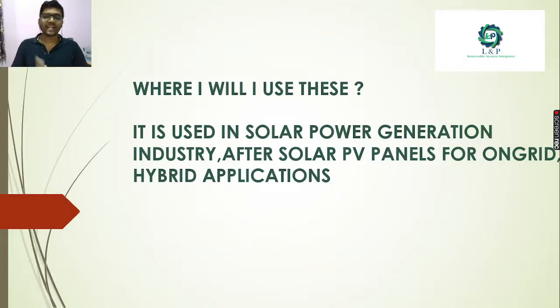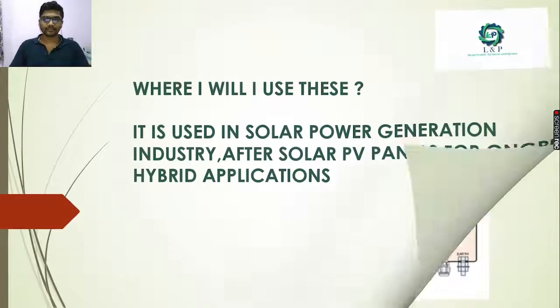So where can we use this? This DCDB normally will be used in on-grid, off-grid, and hybrid solar applications. It will be used after the solar PV cells, between the solar PV cells and the inverters.